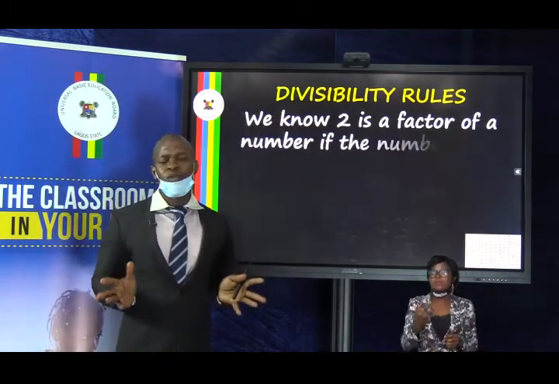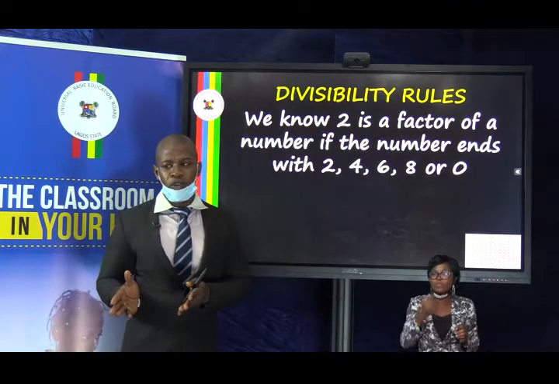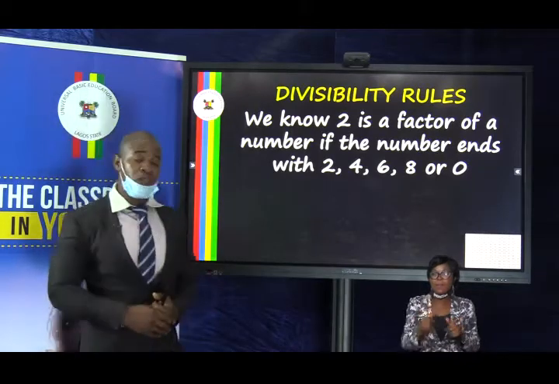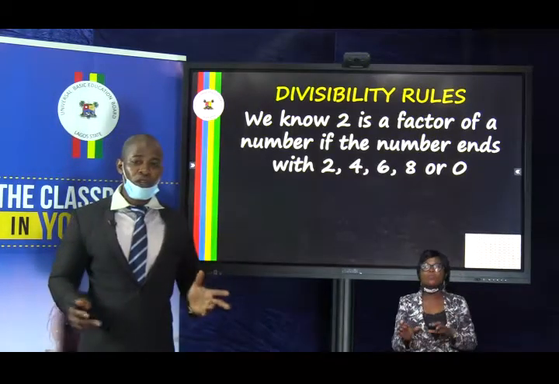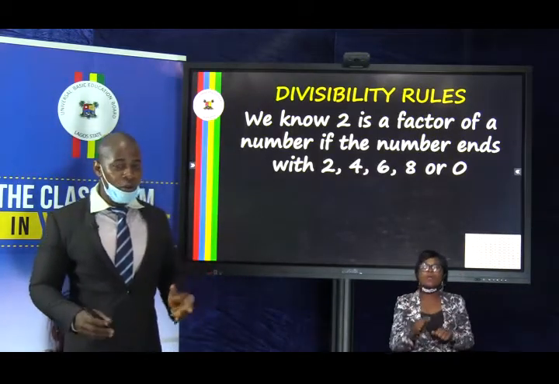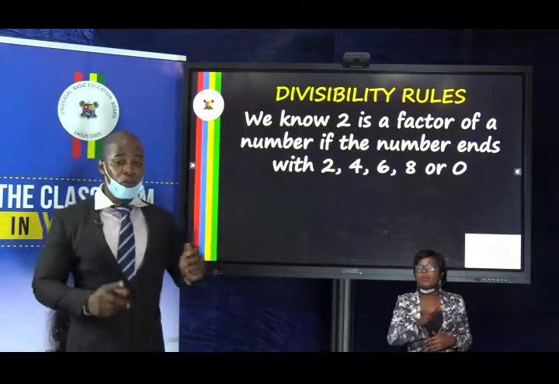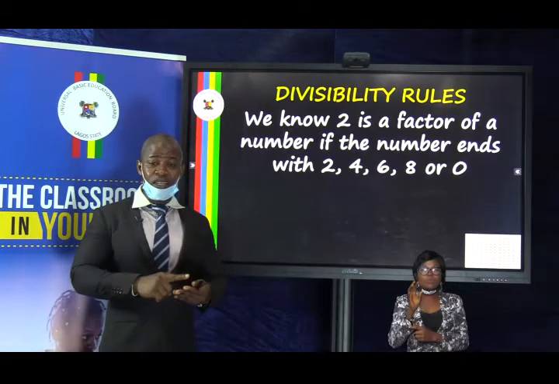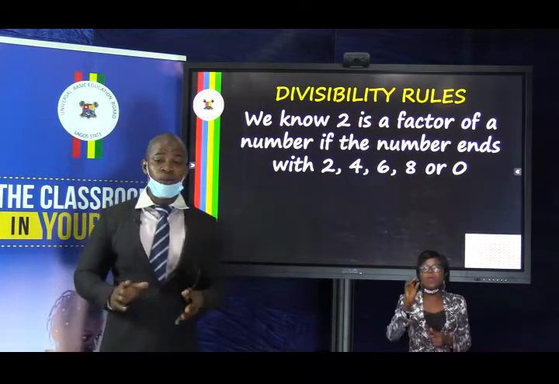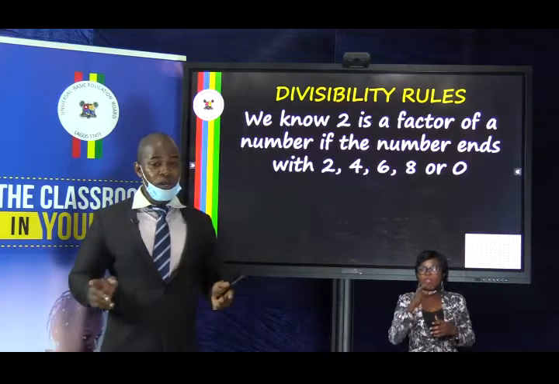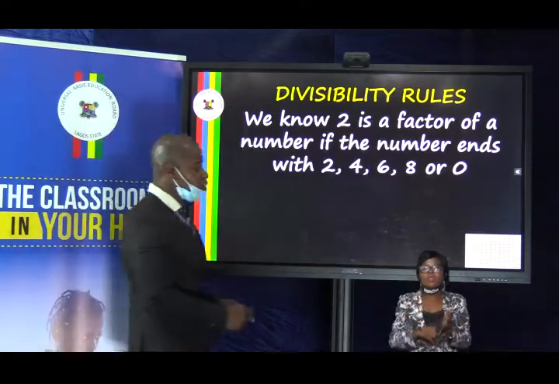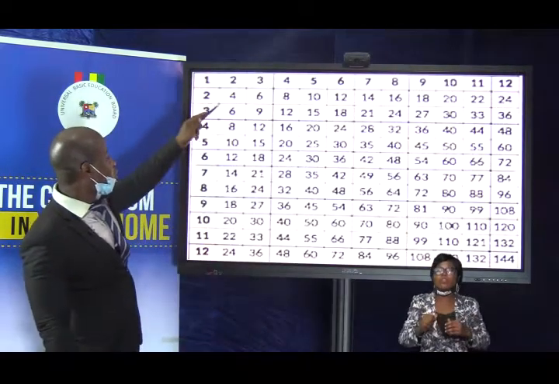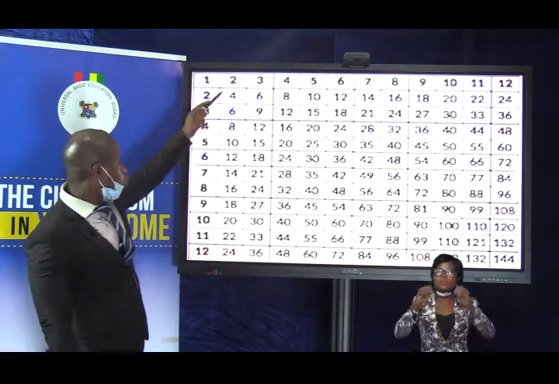I mean, just by looking at a number, how do you determine what is a factor of this number without even dividing yet? Well, we'll look at the divisibility rule for 2. So how do we know that 2 can go in a number? Well, all the numbers that 2 is a factor of end with 2, 4, 6, 8, or 0. So when you see a number that ends with 2, 4, 6, 8, or 0, automatically 2 will go in these numbers. Check out the table of multiples, and you will see that in your multiplication table, all the numbers that 2 is a factor of will be written under 2.